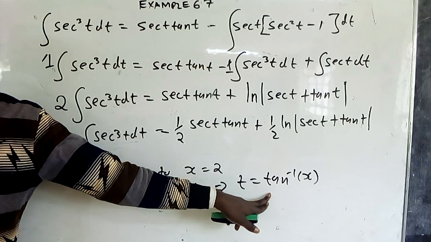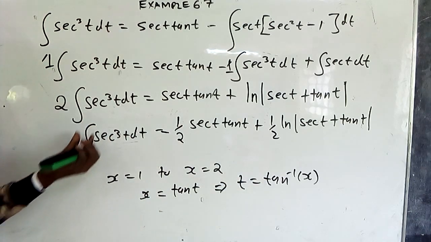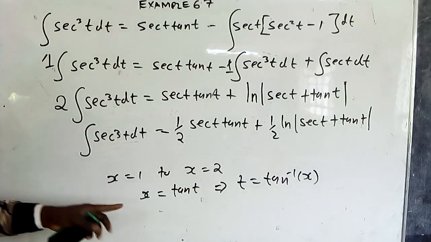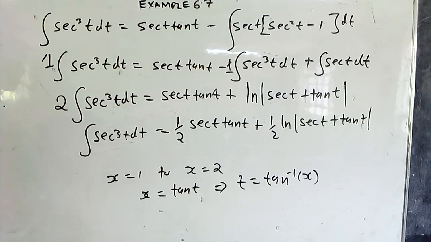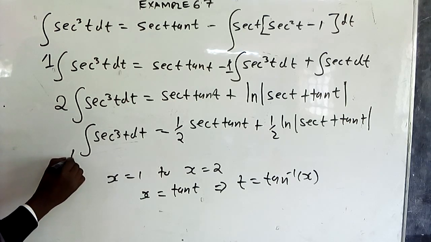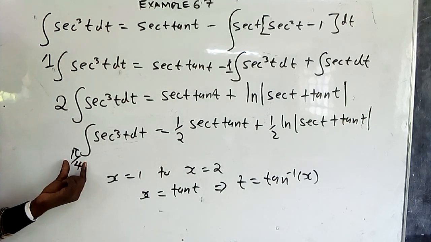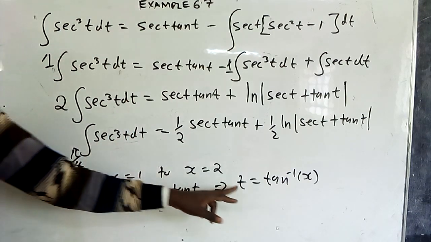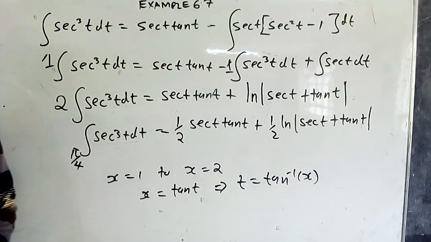Are we together? So that we get the limits, it was from 1 to 2 for x, but we now want limits for t, isn't it? So when x is 1, what is t? Tan inverse of 1. What is tan inverse of 1? 45 degrees, which is pi over 4. Meaning when we were integrating x from 1, in terms of t, we are now integrating from pi over 4, because t is tan inverse of 1, isn't it? Are we together? Then move again.